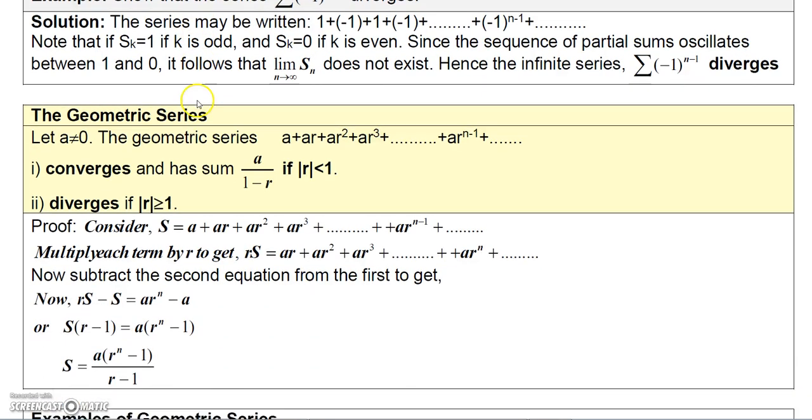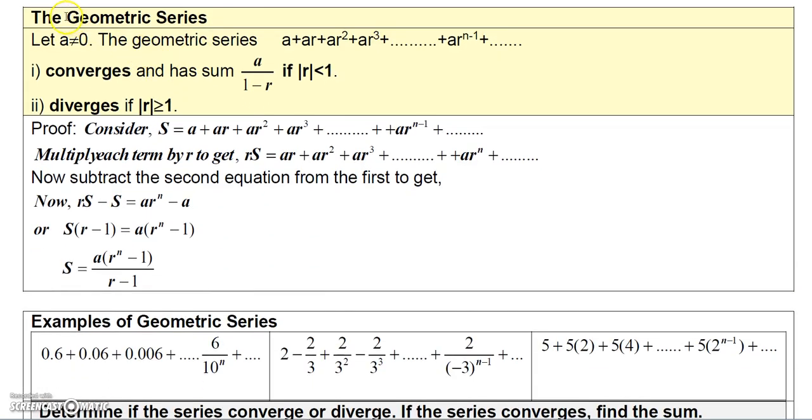Okay, so we're going to go ahead and talk about geometric series now. Let's suppose A does not equal 0. Then A is some number where we have A plus A times R plus A times R squared plus A times R cubed, etc., out to A times R to the n minus 1, then R to the n, and so forth. Then this is actually called a geometric series.